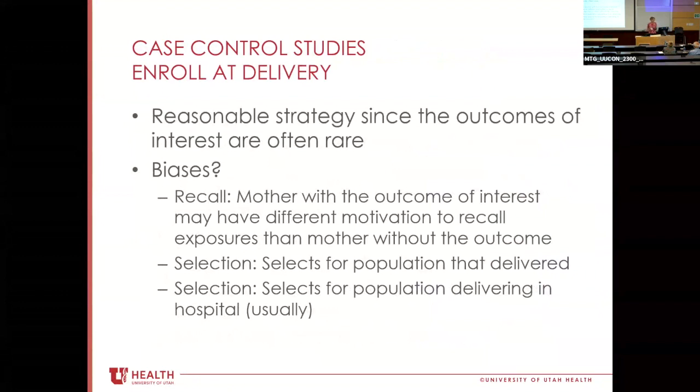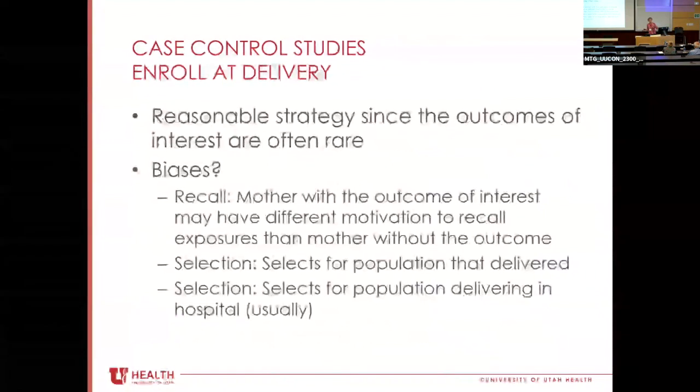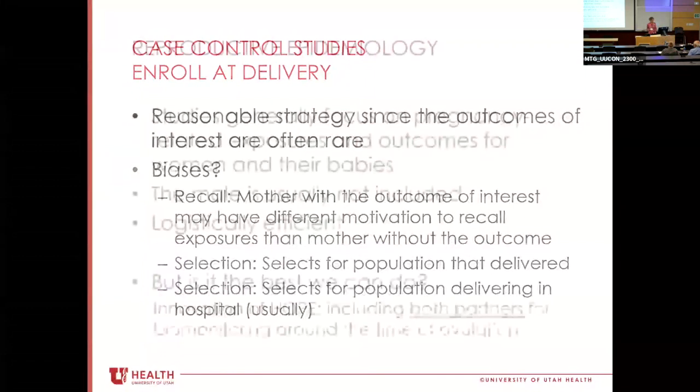And again, we need to think about biases that might happen with this very reasonable strategy, because a lot of pregnancy-related outcomes that we want to study are really quite rare. I mean, thank goodness, right? But we might have recall bias, that moms whose babies have experienced something might remember things differently than moms whose didn't. And it's also selecting for a population that delivered. So we would be missing, again, miscarriages or terminations. And we're more likely selecting for populations that deliver in hospitals, because that's where we can find the people, okay?